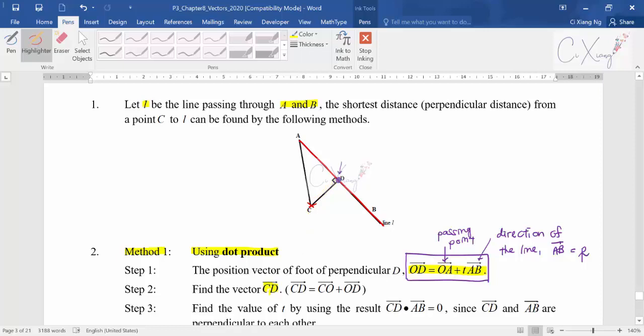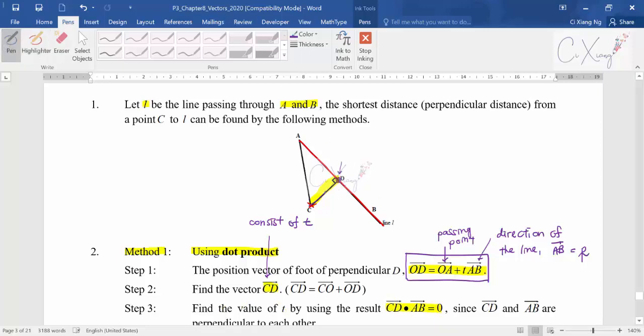So this vector CD consists of t. In your vector CD, it consists of t, the value of t that you don't know. Okay, and the third step is to find the value of t by using the result CD.AB equals 0. So I think it's very obvious also.